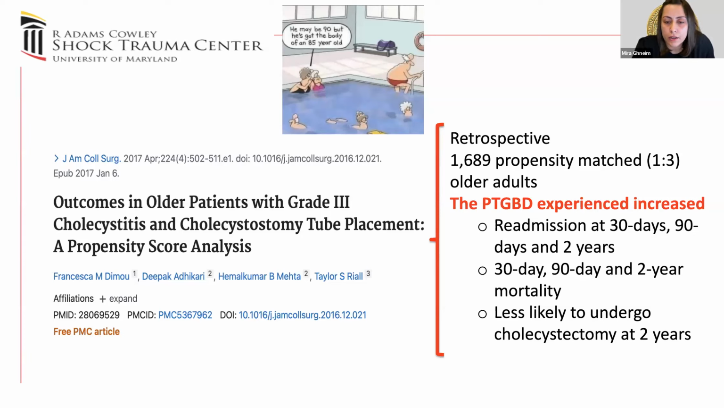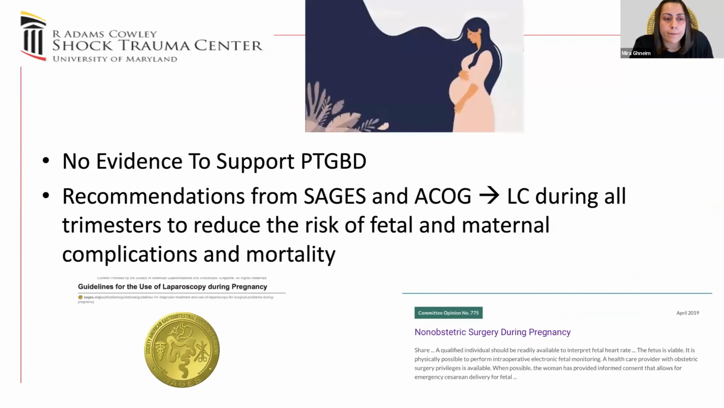They had actually higher 30, 90, and 2-year mortality, and they were less likely to have cholecystectomies and actually had a lot more complications with their cholecystostomy tubes. In terms of pregnant patients, there's literally zero literature. The recommendation at all stages of pregnancy, regardless of symptom duration, is to perform a cholecystectomy to reduce complications to both the mother and the fetus.